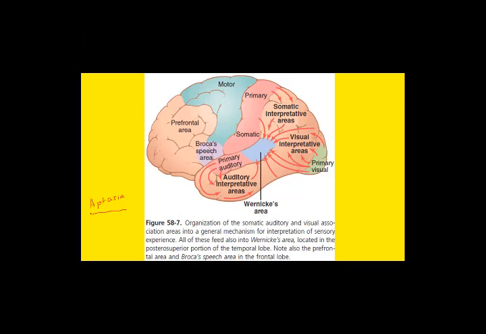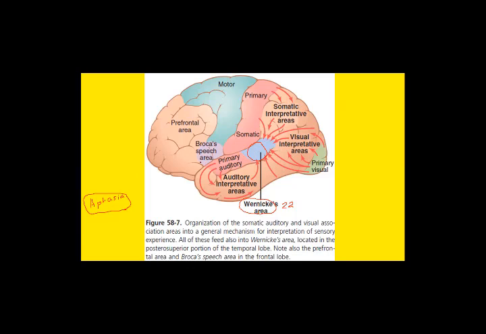So before going to discuss the types of aphasia, we will discuss the location of important speech areas. One of them is the Wernicke's area. As we have discussed earlier, according to Brodmann's classification, Wernicke's area has been given the number 22. This blue region is the Wernicke's area, and it is located in the posterior part of the superior temporal gyrus.